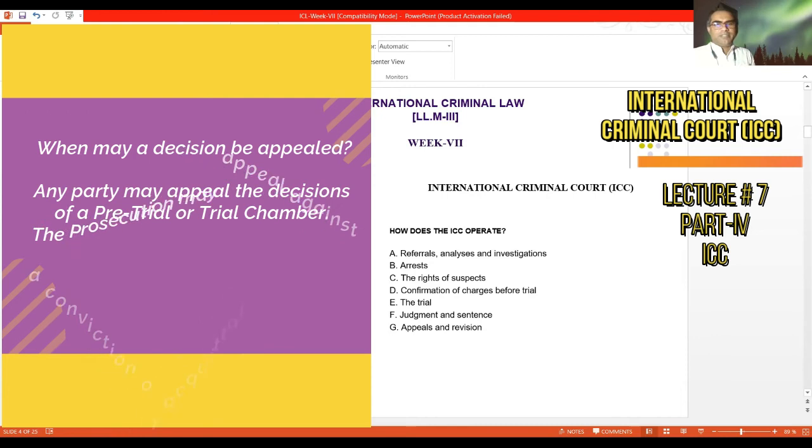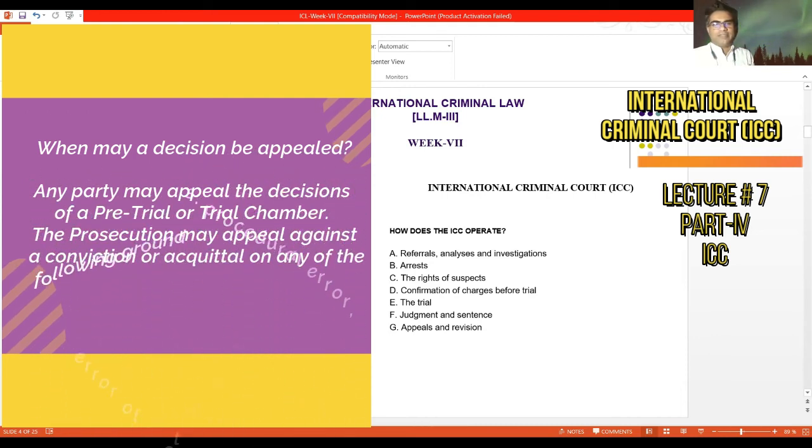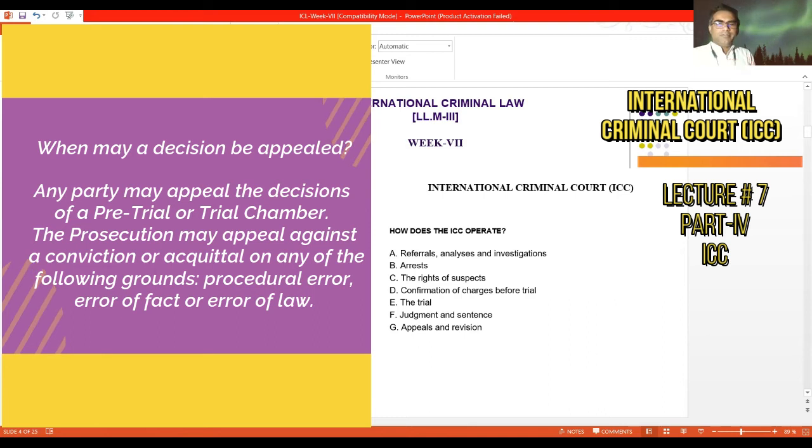The convicted person or the prosecution may also appeal on any other ground that affects the fairness or reliability of the proceedings or the decision. In appeal, the soundness of the decision of the pre-trial or trial chamber will be checked from all corners of the law, in particular on the ground of disproportion between the sentence and the crime.